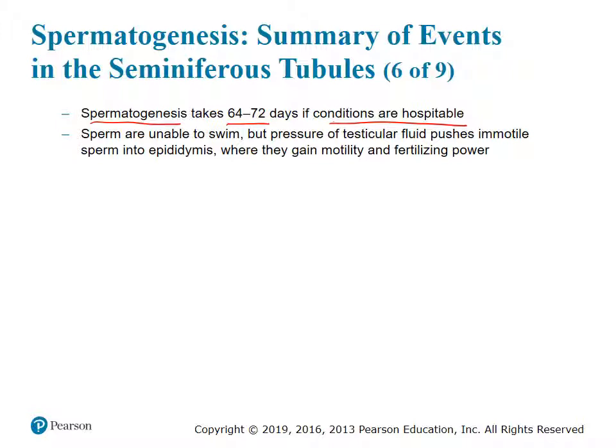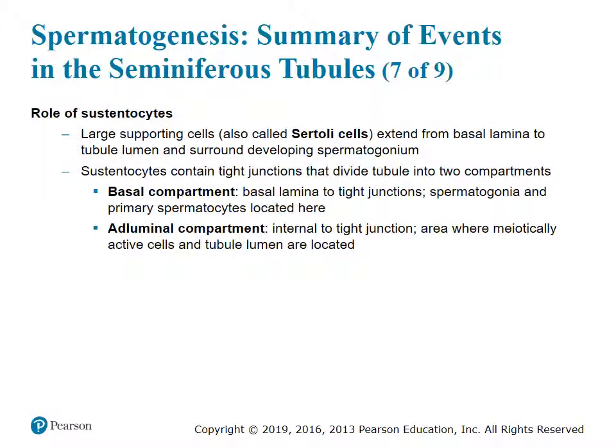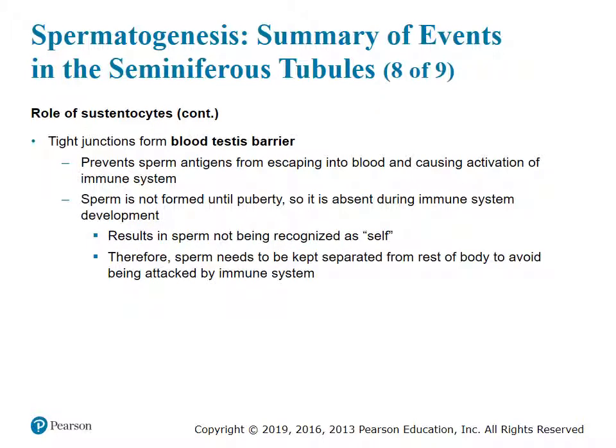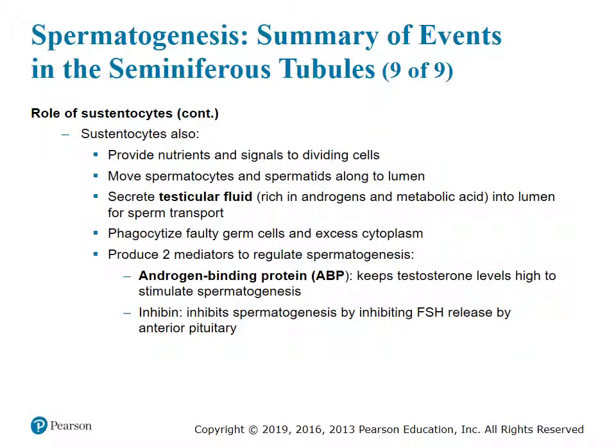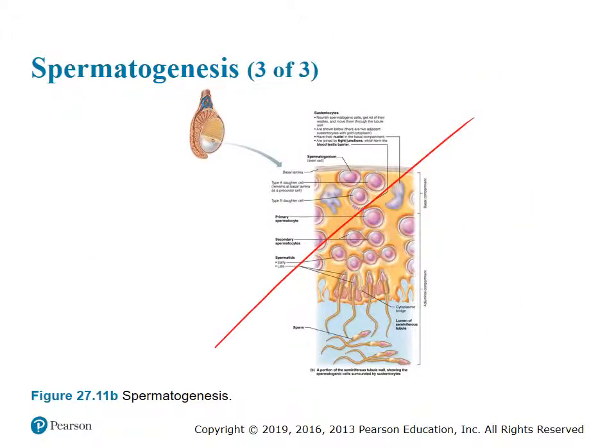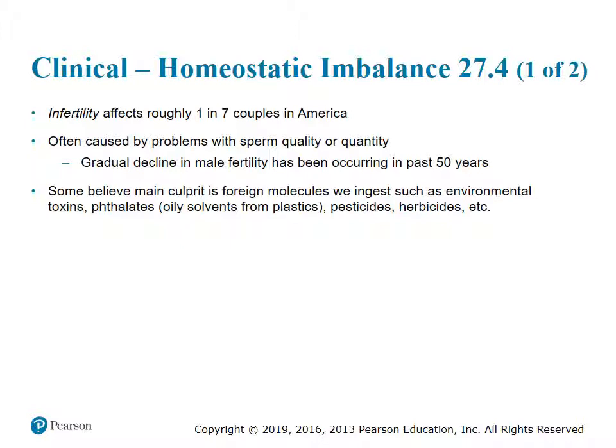Sperm are unable to swim during this time. So the fluid pushes that immotile sperm into the epididymis, and part of maturity is to actually gain motility. We won't talk about sustentocytes in more detail. Just know that they are supporting cells.